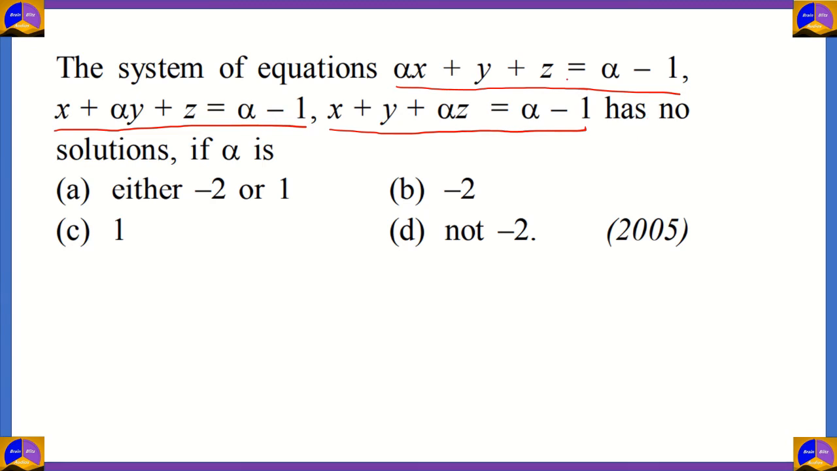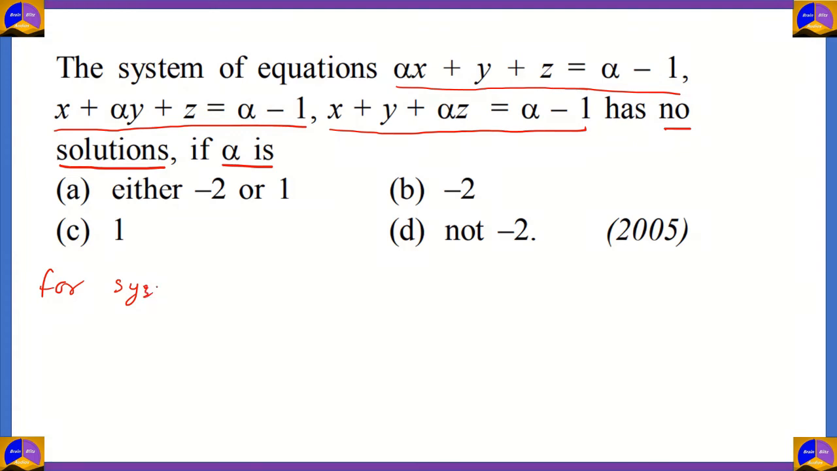Now it says that this system of equations has no solution if alpha is either minus 2, 1, or not minus 2. So we need to find out which of these options is correct with respect to the value of alpha if the system of equations has no solutions. So first we'll write down the general condition.